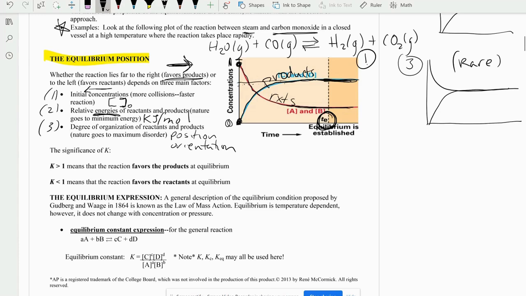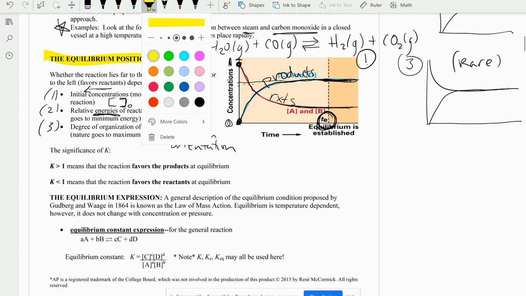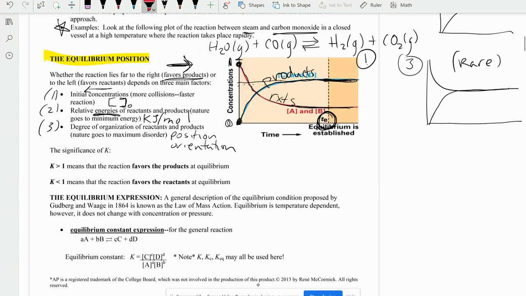You are going to see an equilibrium constant, and it is going to be represented with an uppercase K. If K has a value of greater than 1, that means the reaction is going to favor the products. So does that mean the reaction is going to lie to the right or to the left, you guys? That's right. It's going to lie to the right. It's going to favor the right.